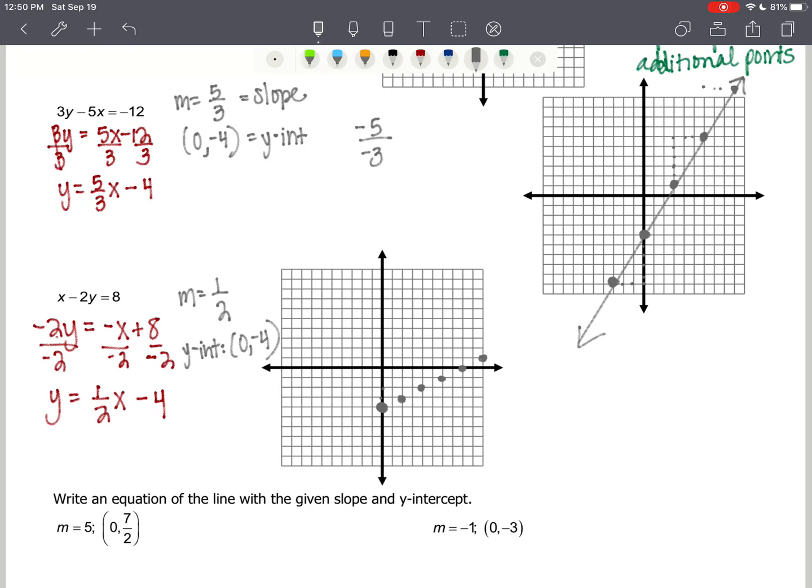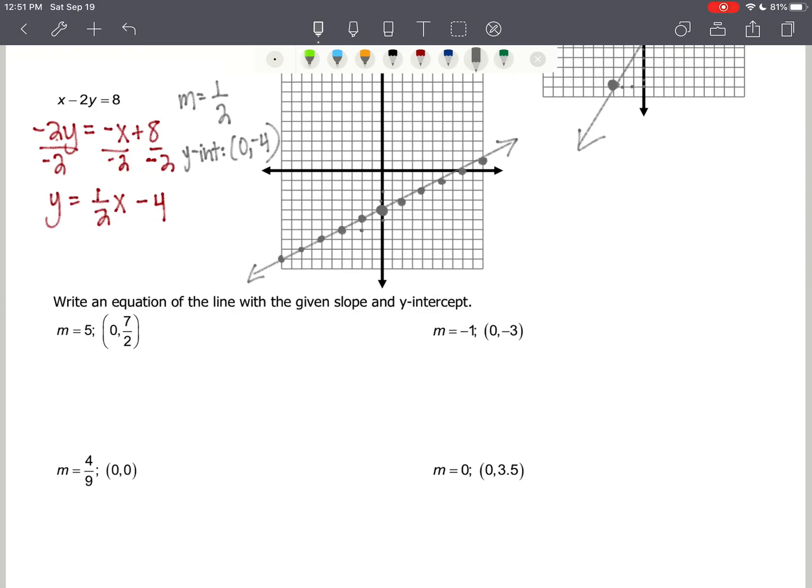But there's many more points from the y-intercept going down 1, left 2. Down is a negative, left is a negative. Double negative is a positive. Down 1, left 2, down 1, left 2, down 1, left 2. And then we use our straight edge to connect the dots. And there's our line.